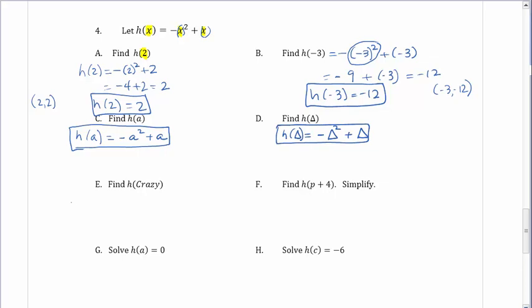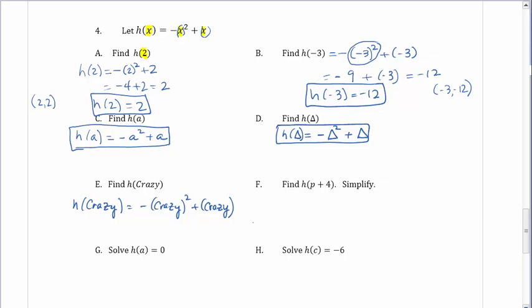We could even do it with a word when we're starting to feel kind of crazy. H of crazy would be negative crazy squared. I don't even know what that is, but it's okay. Plus crazy, and again, if I could do something with that algebraically, I would. In this particular case, I can't. Now f is when you actually can do something with it algebraically.